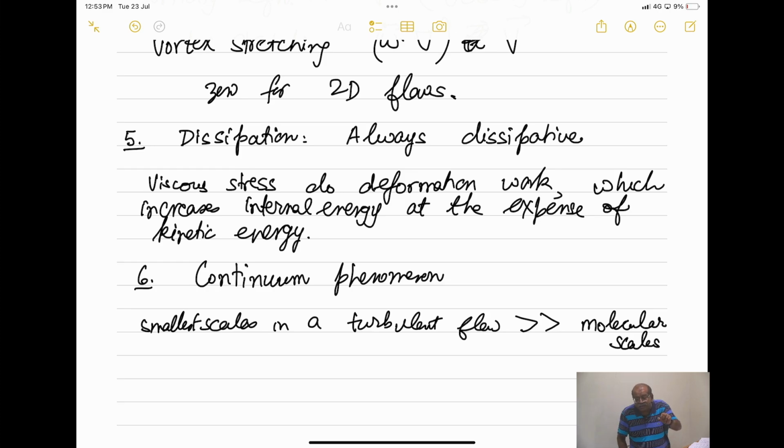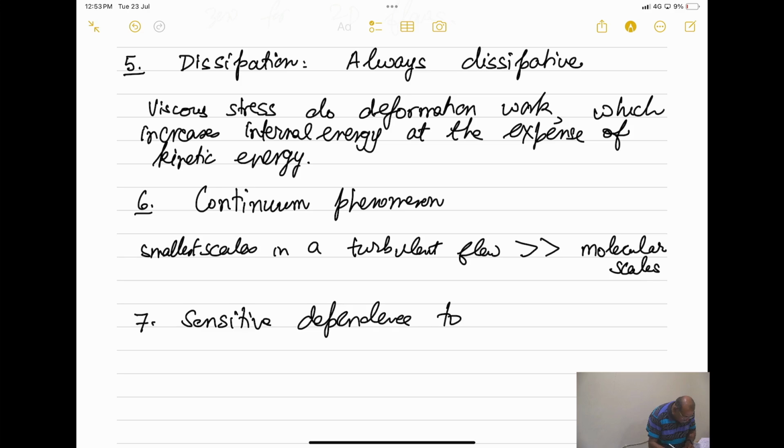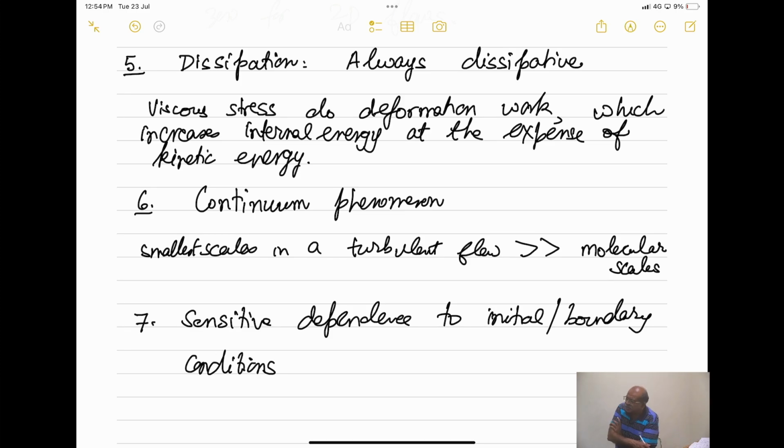Had the flow been at a scale where the scales were equivalent to the molecular scales, then we could not have made this statement. And the last property which I would like to talk about and end with is that the flow has a very sensitive dependence on initial and boundary conditions.